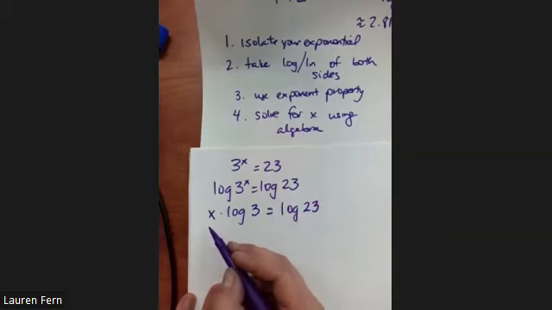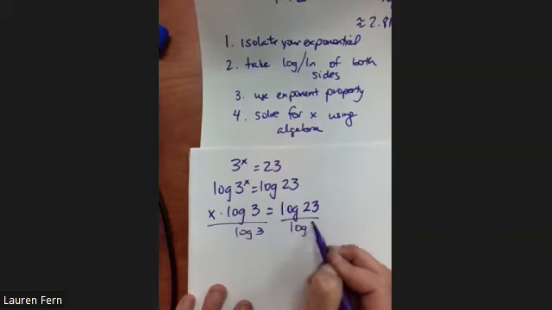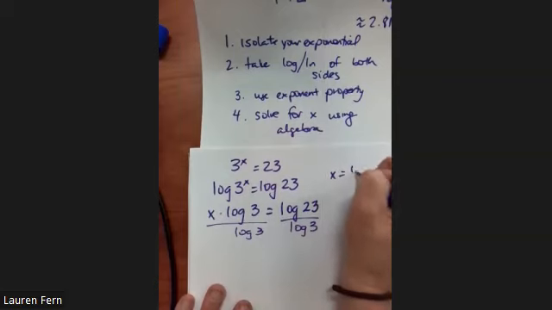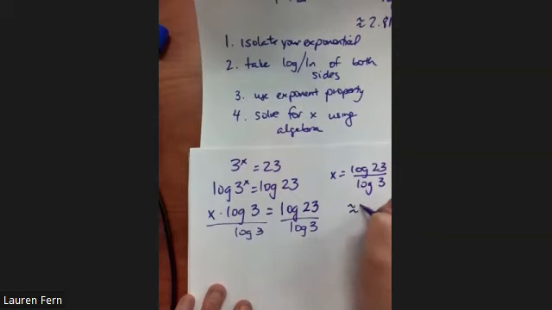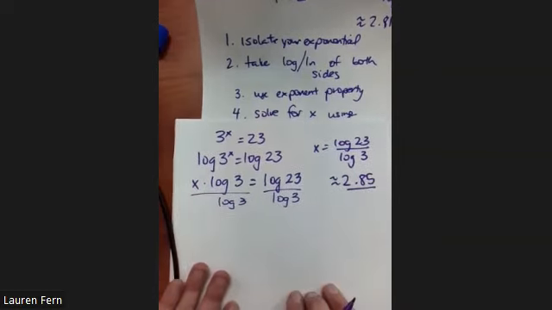And how do I get x all by his lonesome? Divide both sides by the log of 3. So log of 23 divided by the log of 3. If you go a couple decimal places, you're going to get about 2.85. I did the computation.